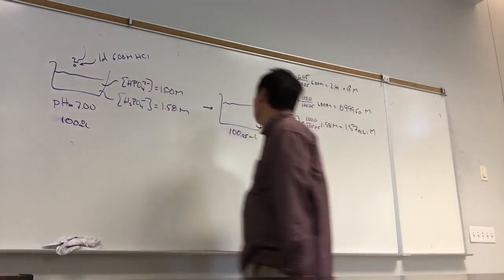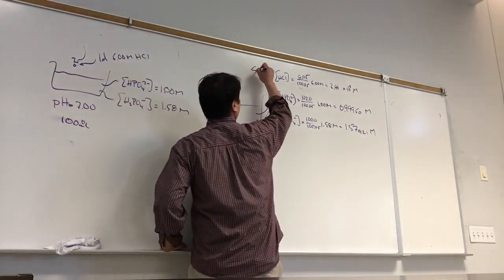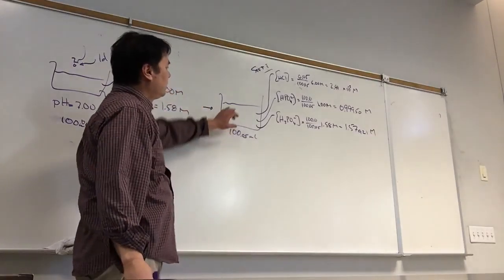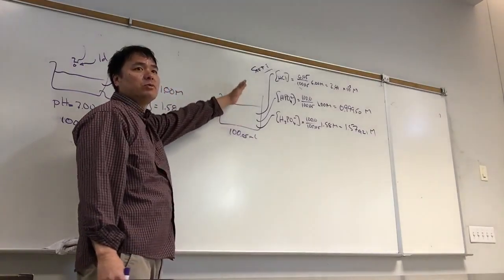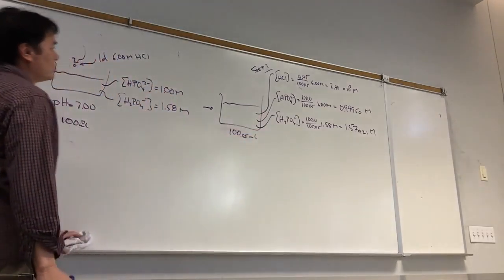That's it. All right. So before we do anything, we call this step 0. Step 0 is this solution dilution. We just figure out, this is the new total concentration, what are the concentrations of everything in it? Okay, once we do that, then we'll do step 1.